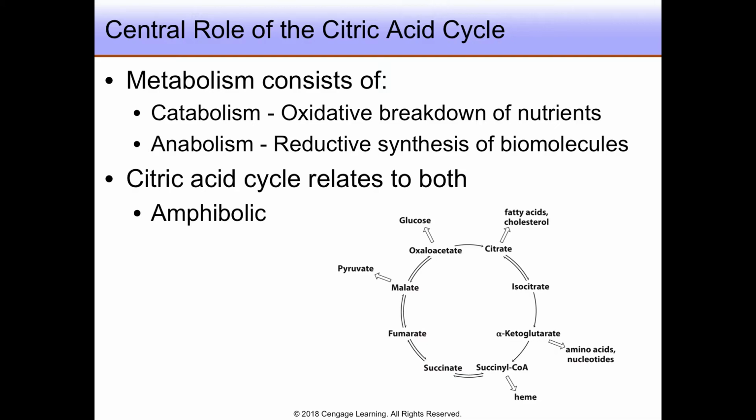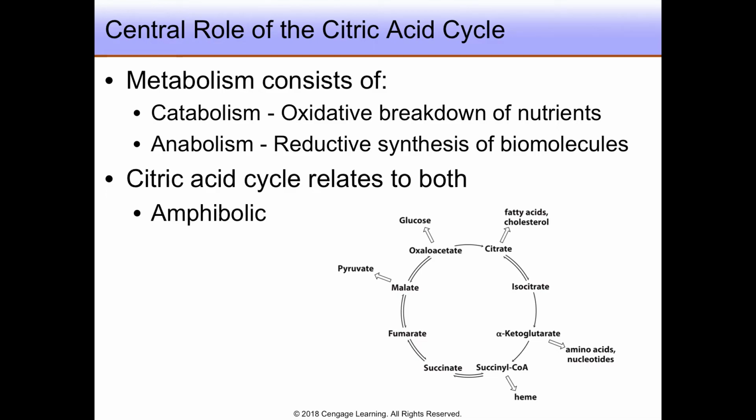Catabolism involves the oxidative breakdown of nutrients, while anabolism is the reductive synthesis of biomolecules. We have seen that almost all catabolic pathways feed in some way into the citric acid cycle. From the figure below, notice that intermediates within this cyclic pathway also feed into multiple anabolic pathways.